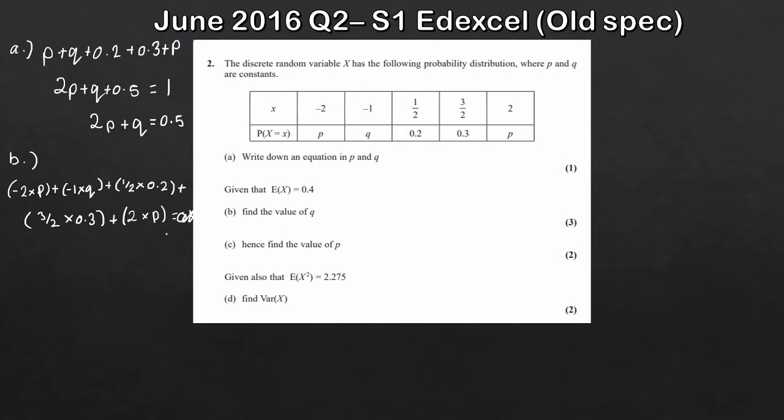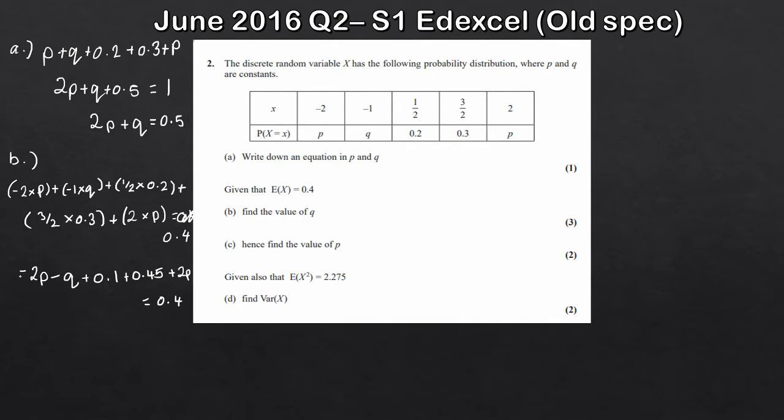0.4, that is 0.4. So let's simplify here. So this is minus 2p minus q. Half times 0.2, so that's 0.1. 3 over 2 times 0.3, so that would be 0.45. And then finally, we get 2p. And this should be all equal to 0.4.